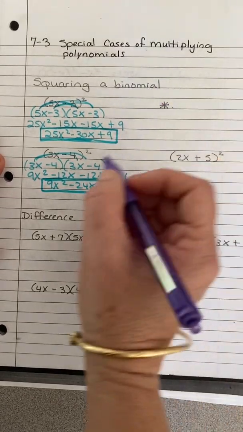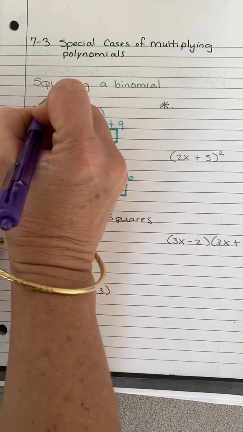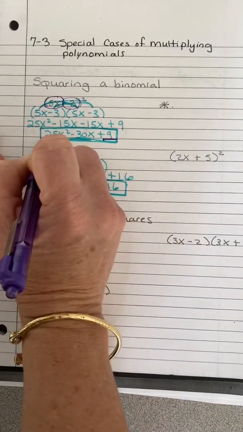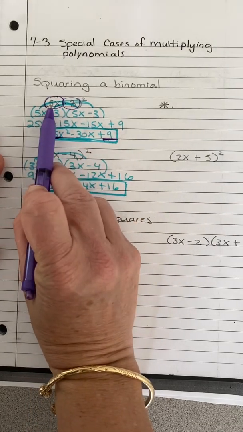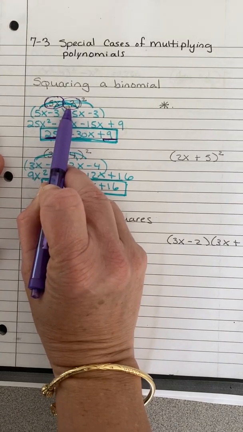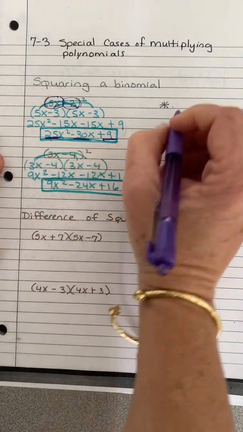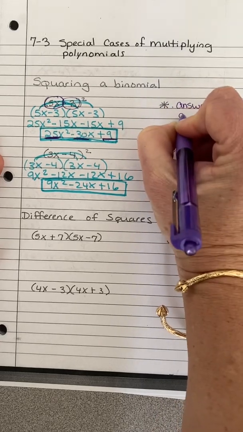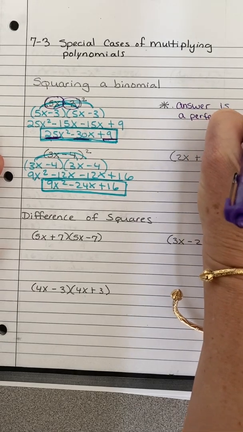But there's some things I need to point out to you. So let's look at the first one. What you do is you can square the first, and you can square the second one. So the first term squared and the second term squared goes here. Then if you multiply those, 5 times negative 3 gets you negative 15. Double it, negative 30. Our answer is actually called a perfect square trinomial.